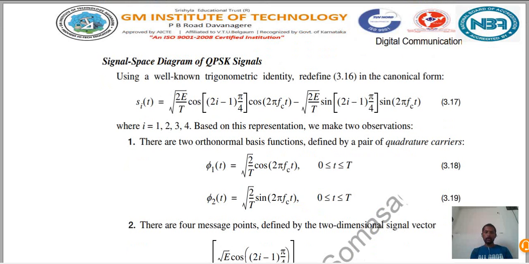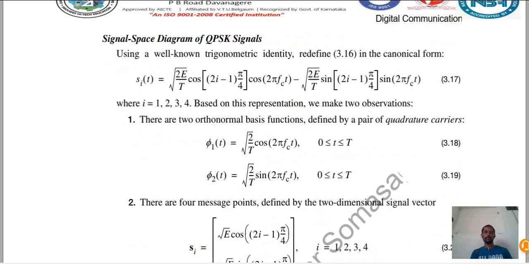And the second orthonormal basis function is phi 2 of t. Similarly, it is root of 2 by T into sine of 2 pi fct. It has a phase shift of 360 divided by 4, which gives 90 degrees, that is, cos of a plus 90 gives the sine of that value. So you will get the quadrature phase.